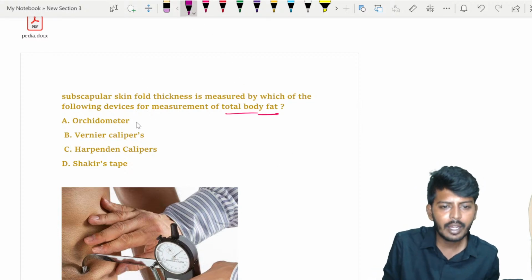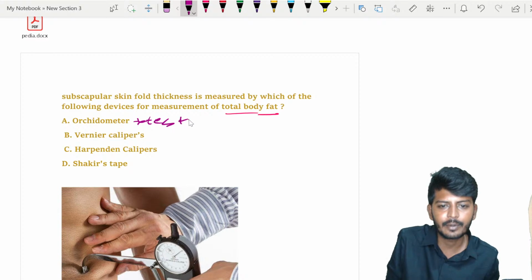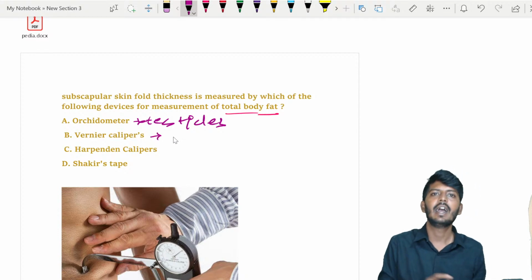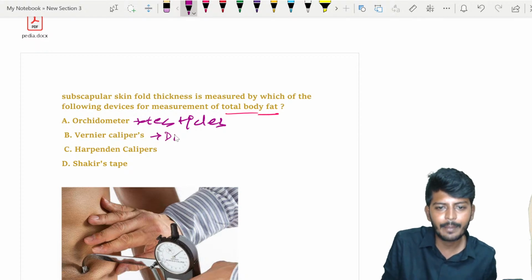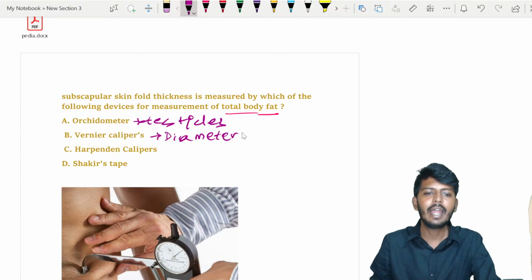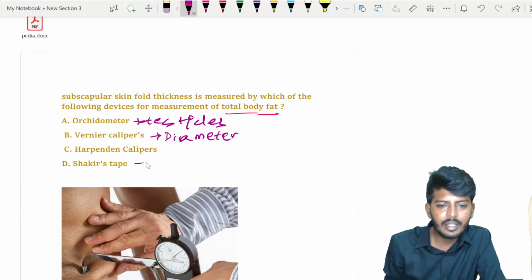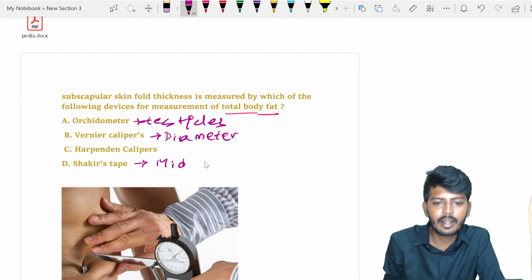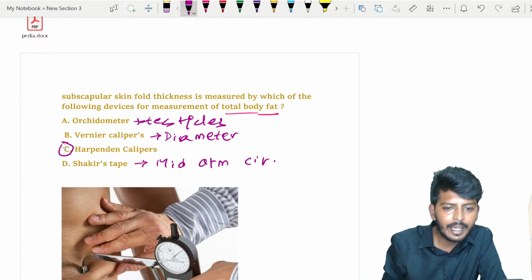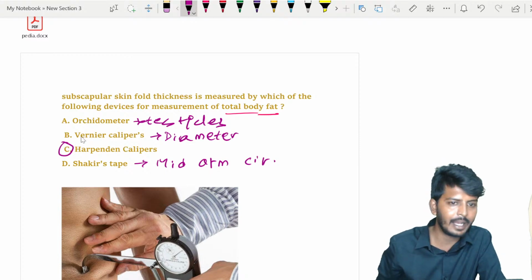First, let's break it down. Archidometer is used for the measurement of testicles, my dear students. Vernier calipers, all of you studied in physics; it is used for the measurement of the diameter of some object. And Shakir's tape is used for mid-arm circumference measurement. So we are left with Harpenden calipers. That will be the correct answer.